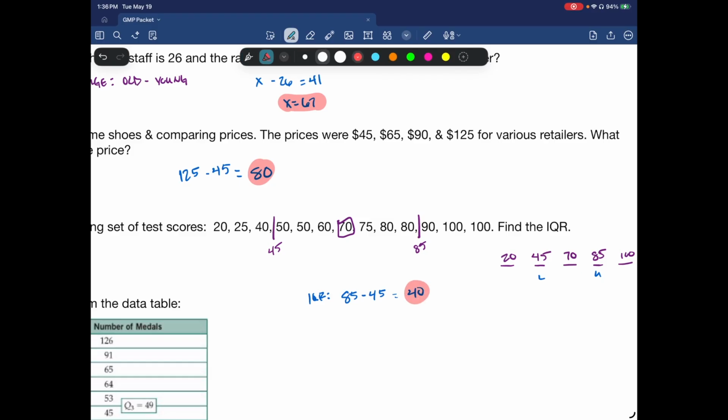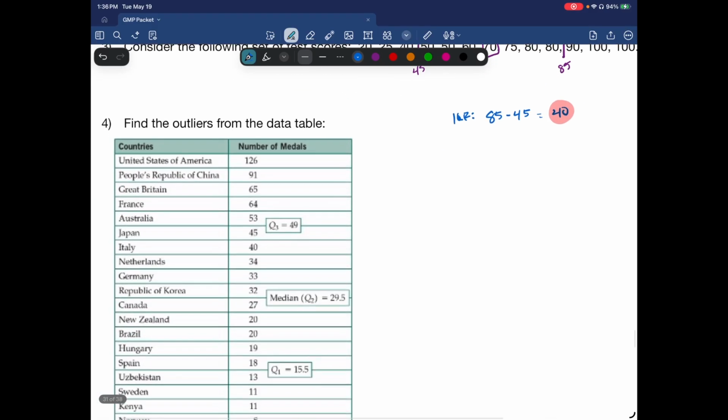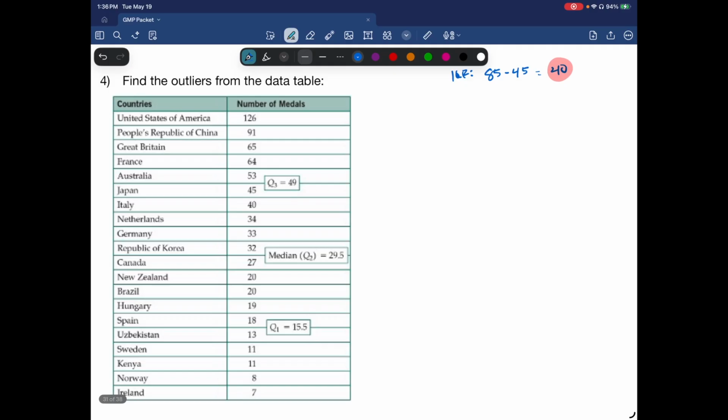Now, if you look at the table on the next one, it says find the outliers. It gives you the high, the low, all your 5 points. So your interquartile range is simply going to be upper minus lower. So IQR is going to be 49 minus 15.5, and that's going to give you 33.5 as your interquartile range. And remember, your outlier is 1.5 times that. So 1.5 times 33.5 is going to give you 50.25.